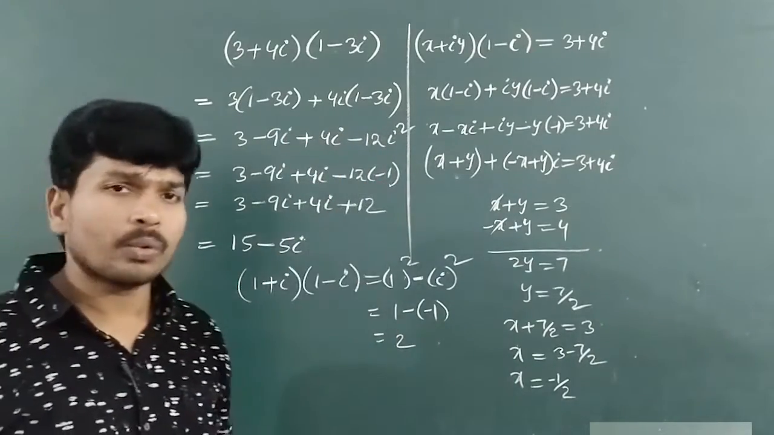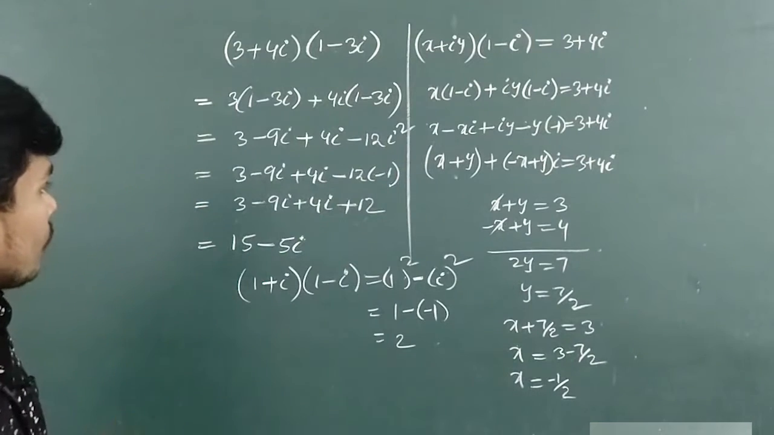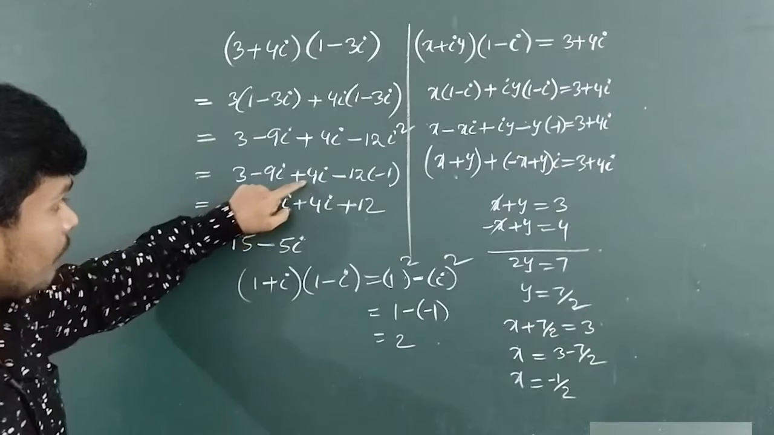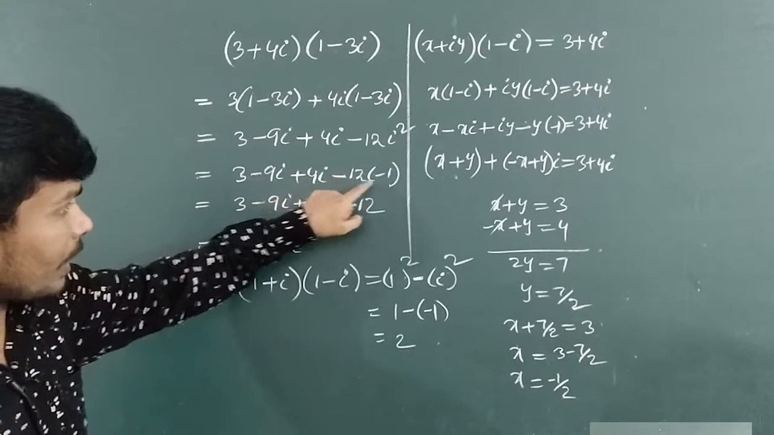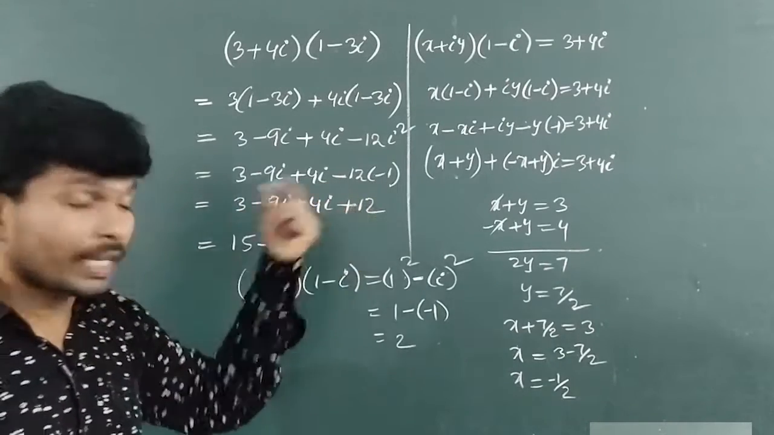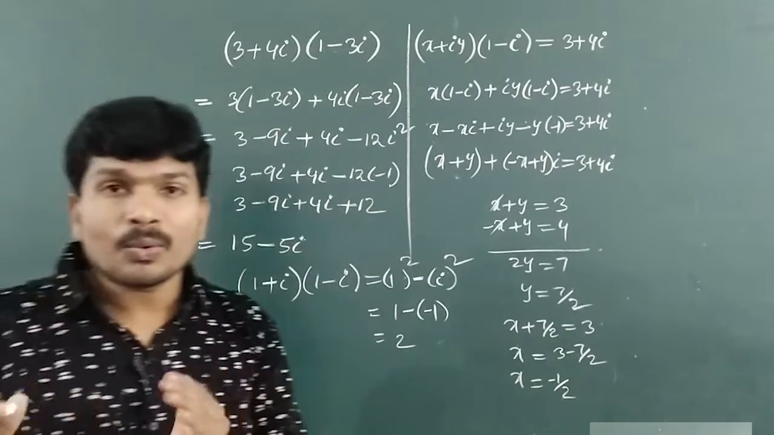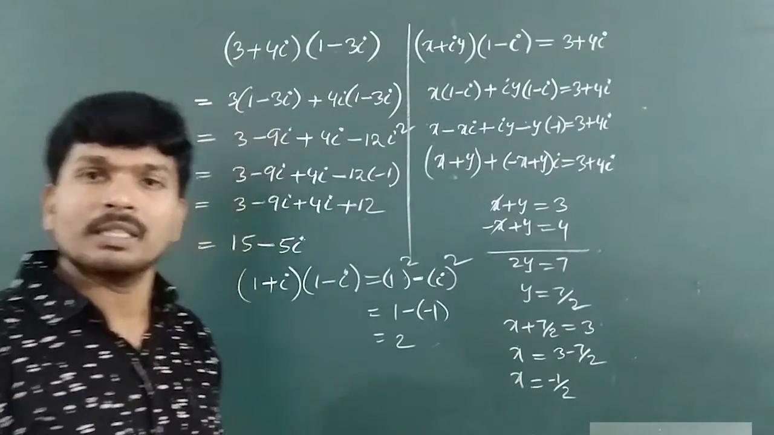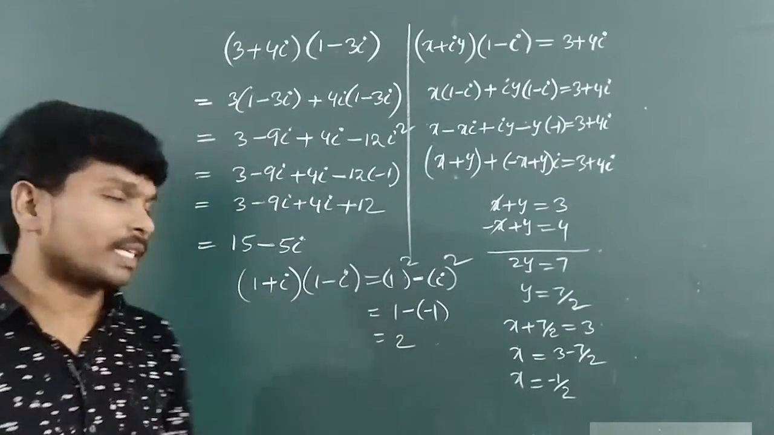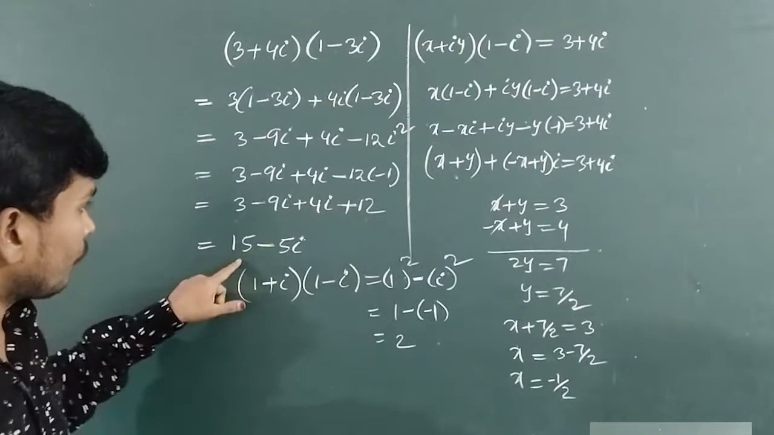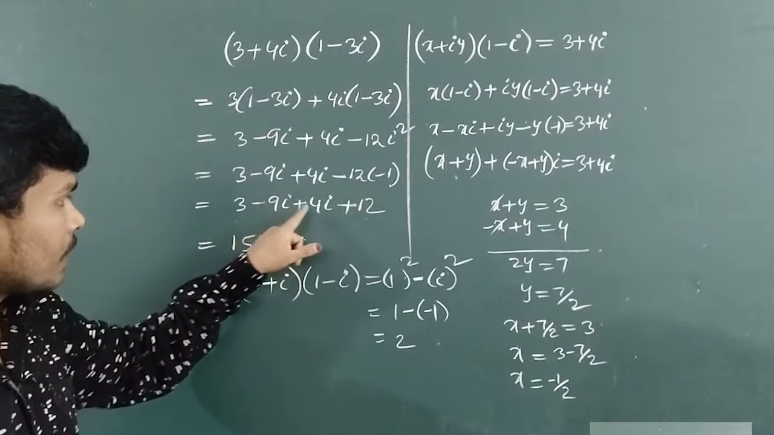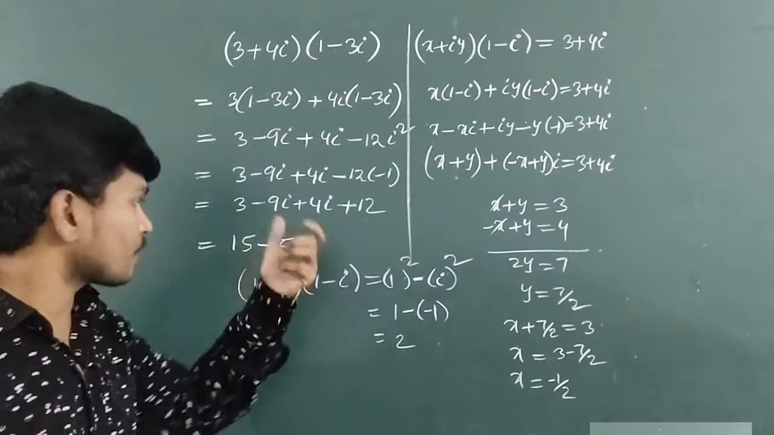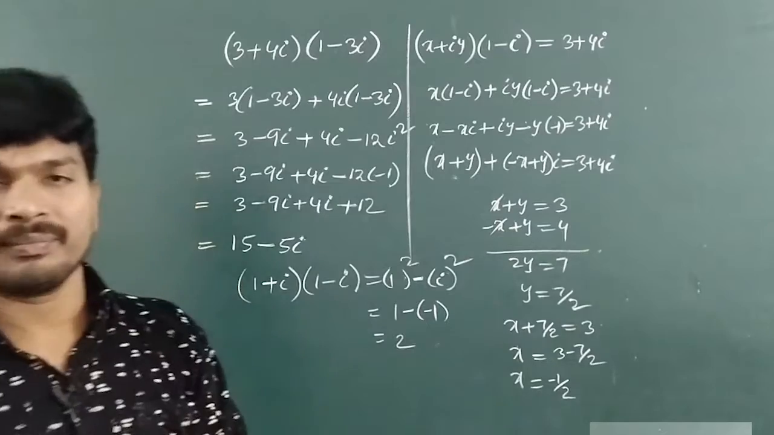What is the i square value? Minus 1. So now you observe, my dear students, it is the real part, it is imaginary part, it is imaginary part, it is minus into minus plus 12. It is real part. So how to add the complex numbers? Real parts have to add with real parts and imaginary parts with imaginary parts. So 3 plus 12, 15, minus 9 plus 4. What will you get? Minus 5i. So 15 minus 5i is your answer. Okay.